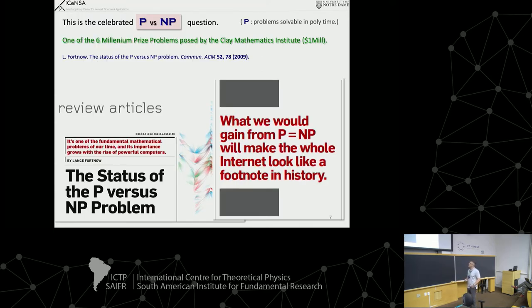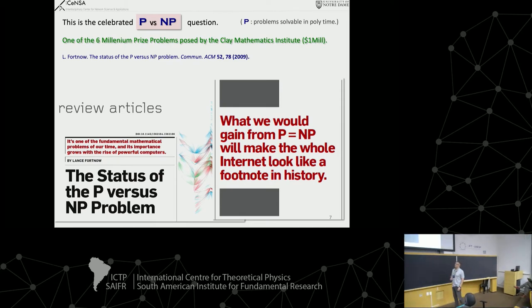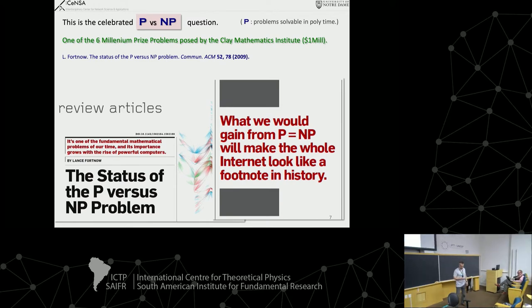So if you look at Lance Fortnow's article, it's a very nice general readership review of the status of the P versus NP problem. And he says that if P was equal to NP, actually very few people believe that these days, and I'm going to show you some argument why that's not the case, it will make the whole internet look like a footnote in history. Of course, you would have perfect solutions for all optimization or constraint satisfaction problems, rather. Almost all optimization and constraint satisfaction problems.